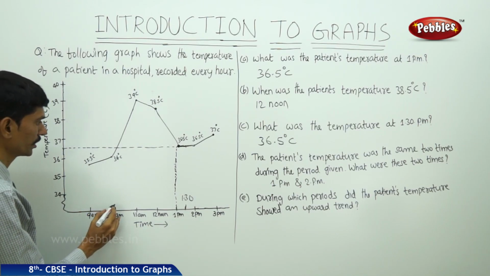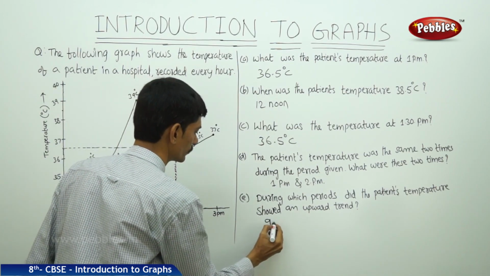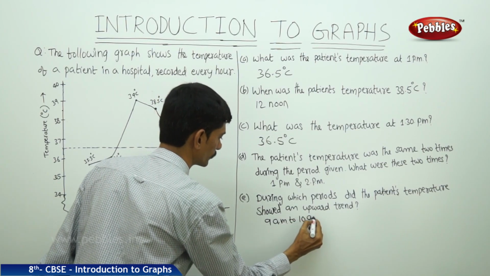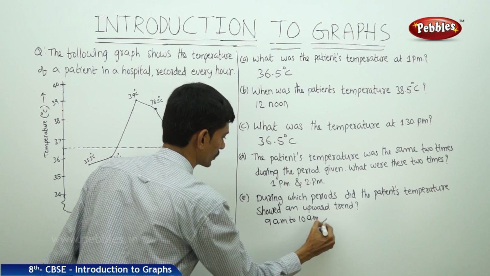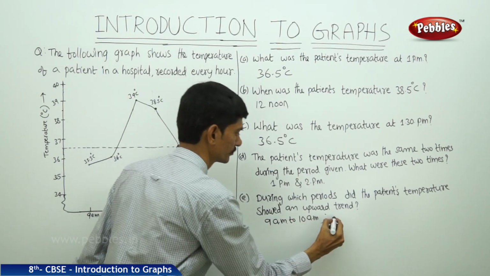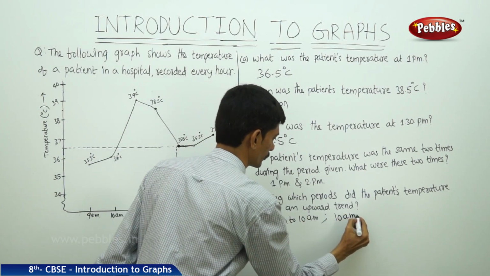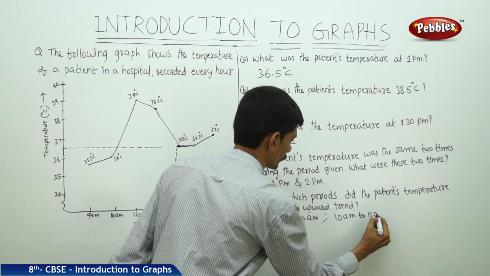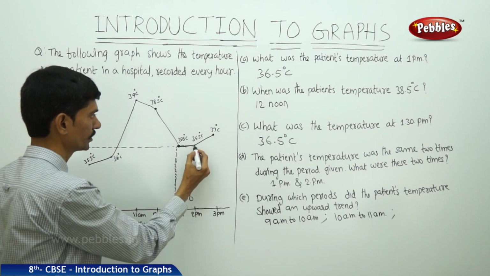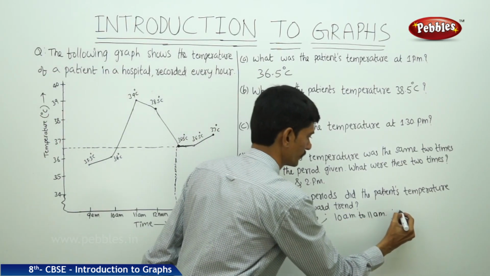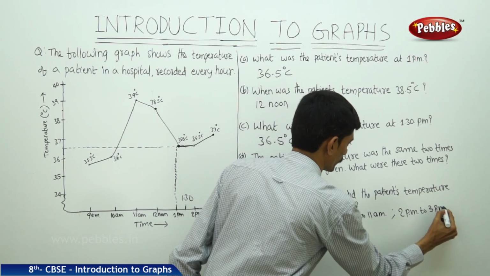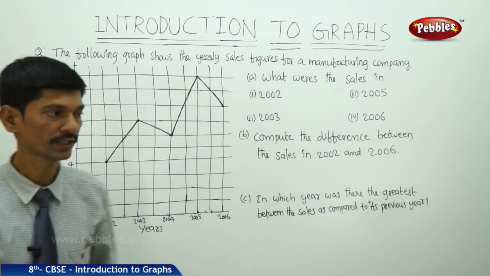So there are 3 time intervals where the temperature increases. From 9 am to 10 am, next 10 am to 11 am, the next case is 2 pm to 3 pm. Let us see the next question.